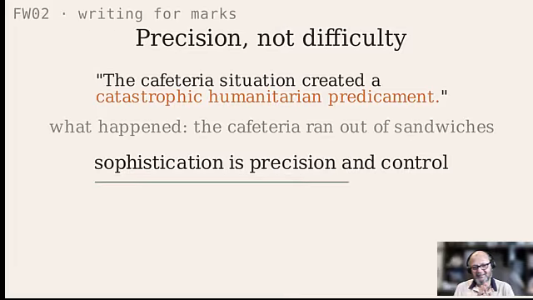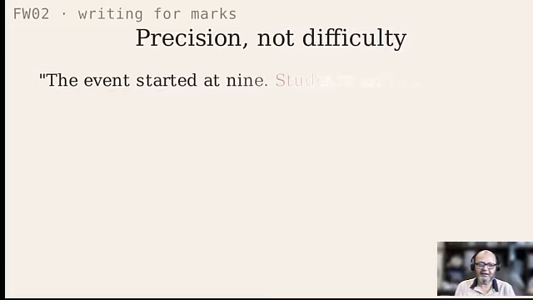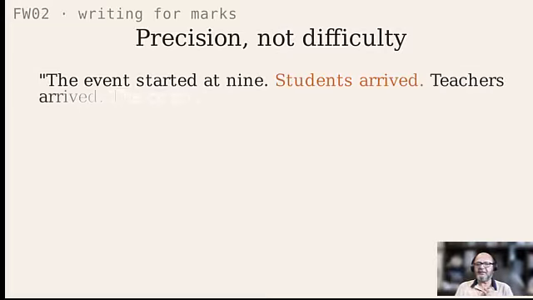Sophisticated writing means precision and control, not exaggeration. And sentence variety also matters. Listen to this. The event started at 9, students arrived, teachers arrived, the competition started, everyone was excited. Grammatically it is acceptable, right? But it sounds robotic.